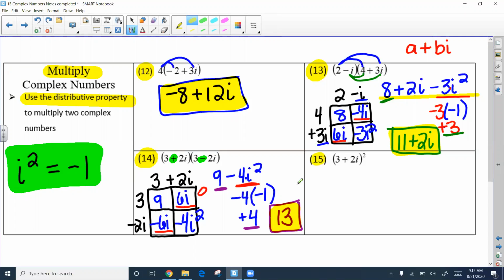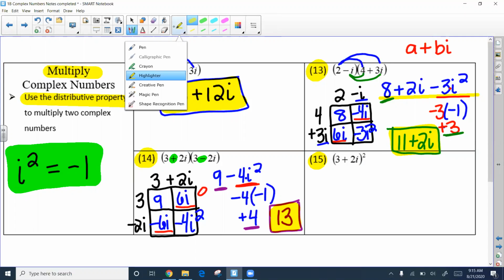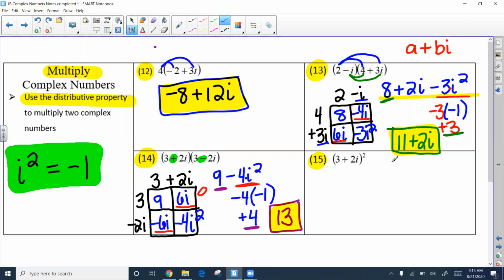So 15. We have 3 plus 2i, quantity squared. This is different than 14. So write down problem 15: the quantity 3 plus 2i squared. A common error on these kinds is people just want to square the 3 and square the 2i. That would not be correct, because something squared means multiply by itself.